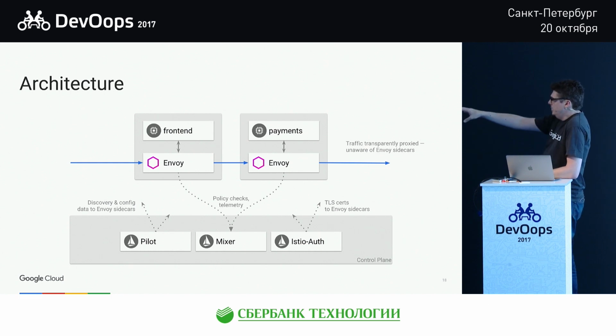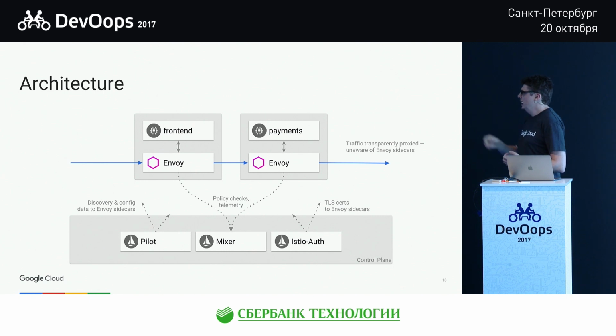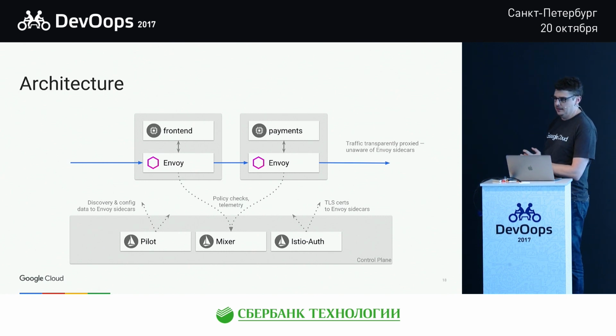We have three components. We have the pilot, which does the configuration. So again, it looks at the rules that you configure with the API to the Istio control plane, and then updates the Envoys so that they behave how they need to. It handles service discovery within the clusters as well.